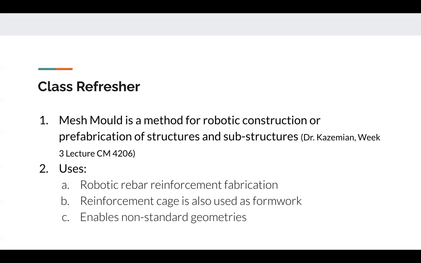The uses: number one, robotic rebar reinforcement fabrication. Number two would be that the reinforcement cage is also used as formwork, so it combines the two technologies. And it also enables construction of non-standard geometries.